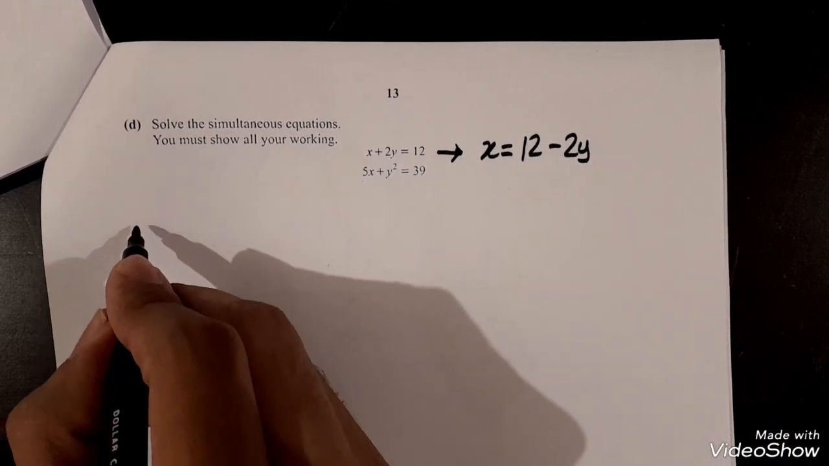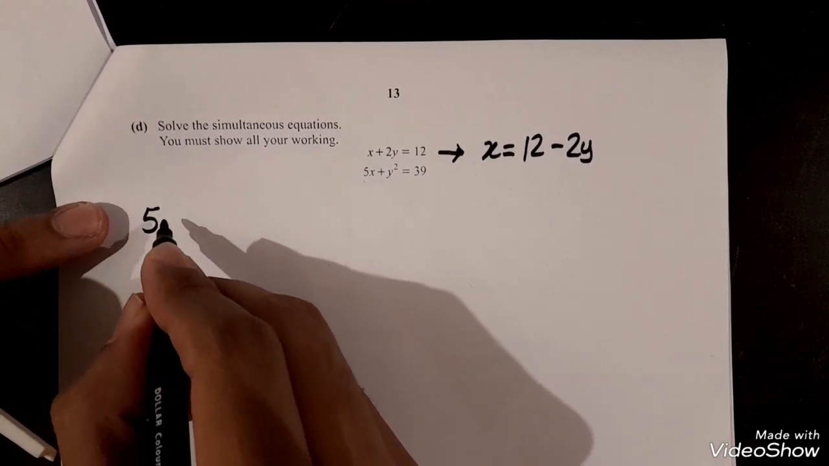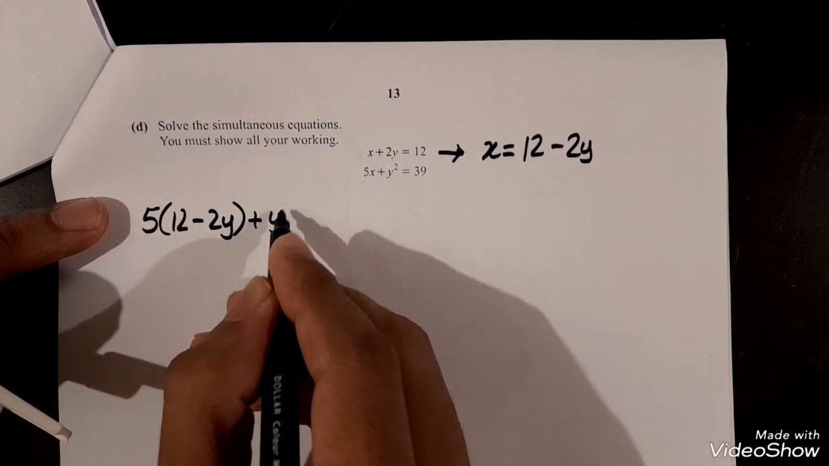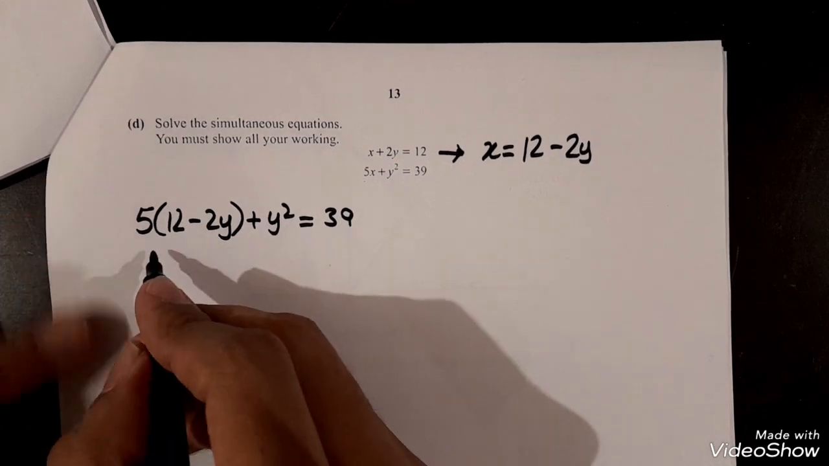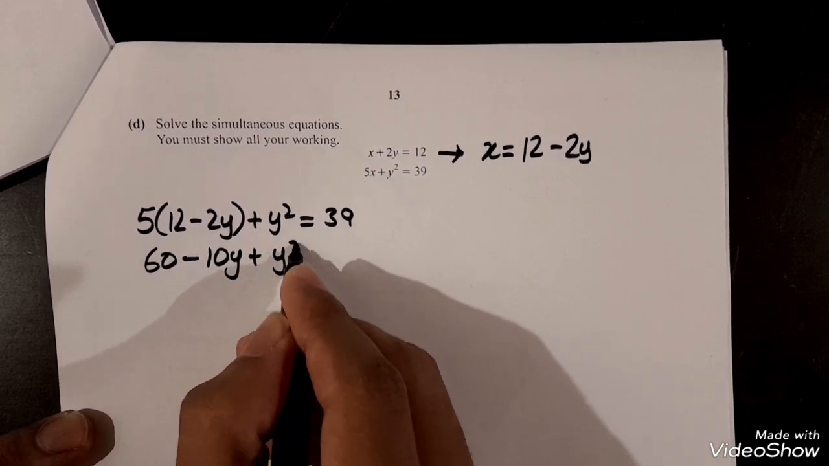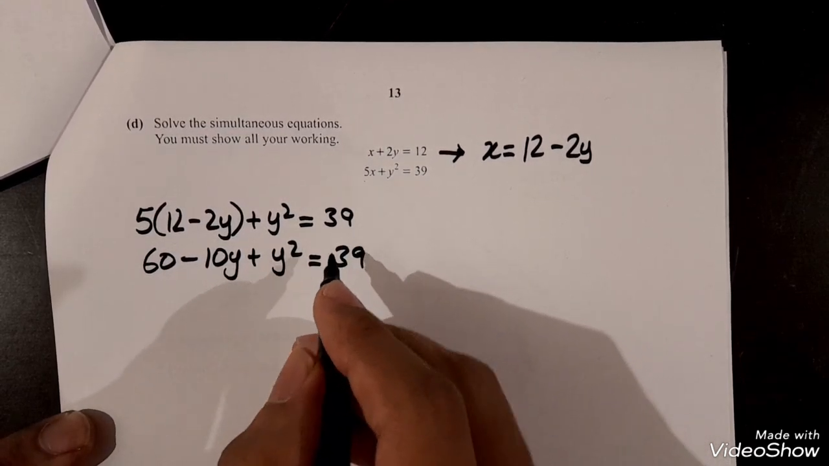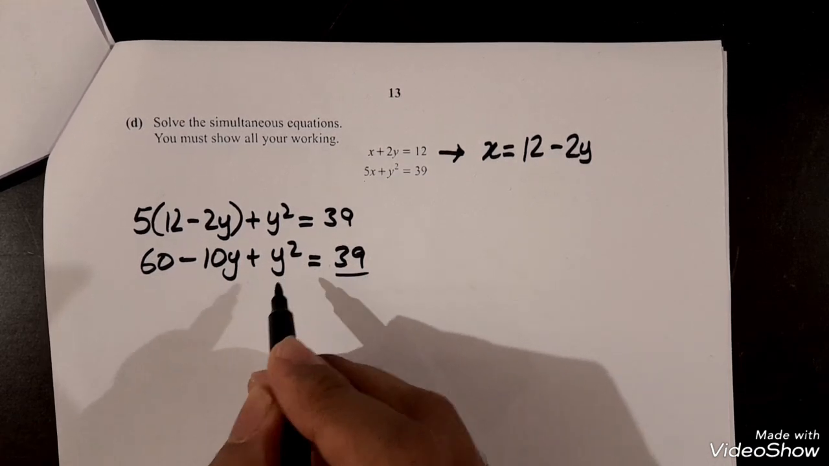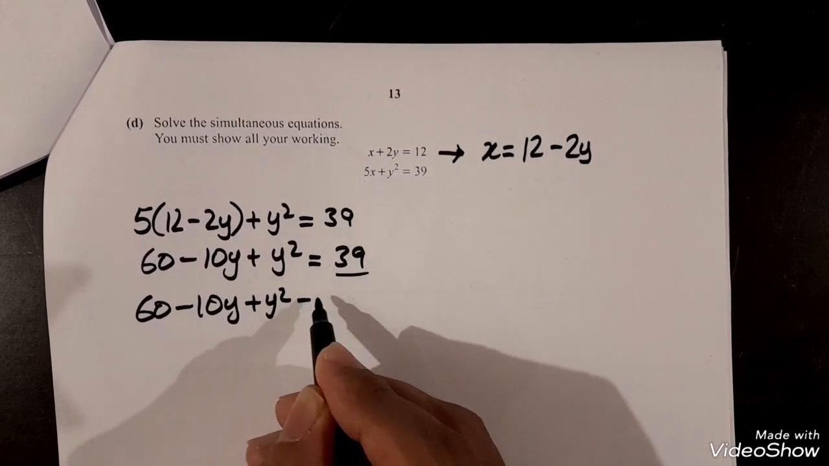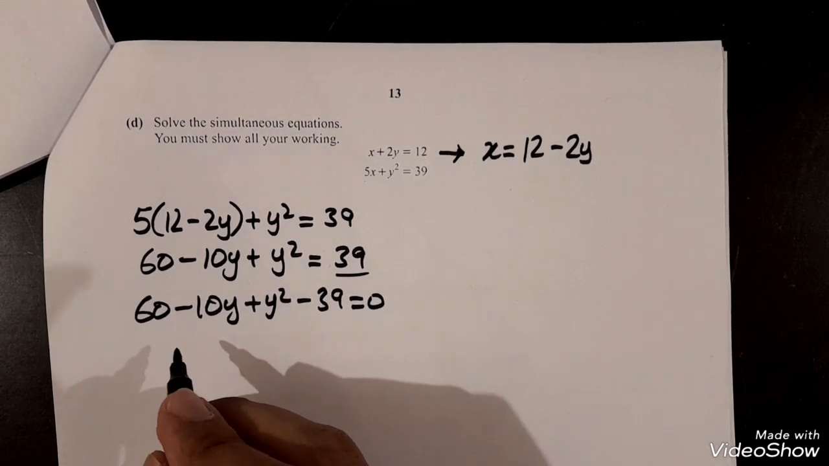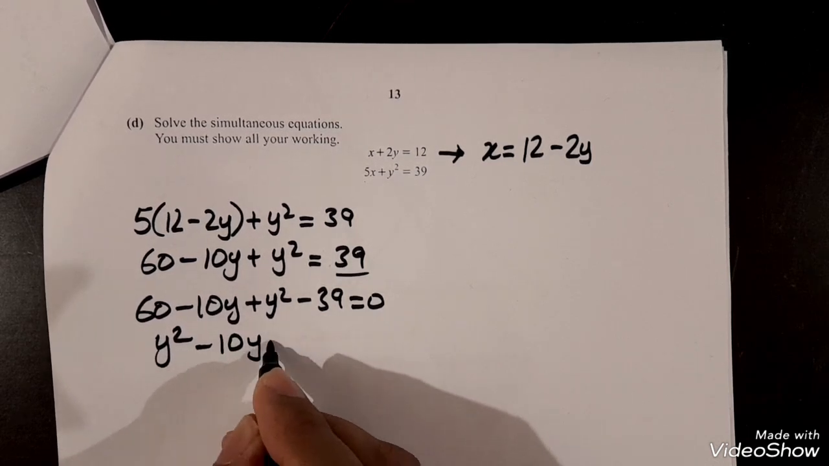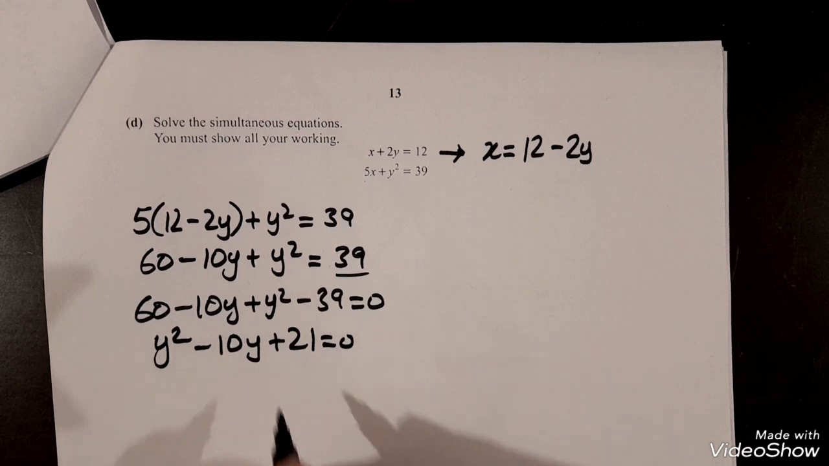Then we will put it in the next equation. So what we will do is write 5 times 12 minus 2y plus y squared is equal to 39. This will be 60 minus 10y plus y squared is equal to 39. Now we will move 39 to the left side and write 60 minus 10y plus y squared minus 39 is equal to 0, which will be y squared minus 10y plus 21 is equal to 0.